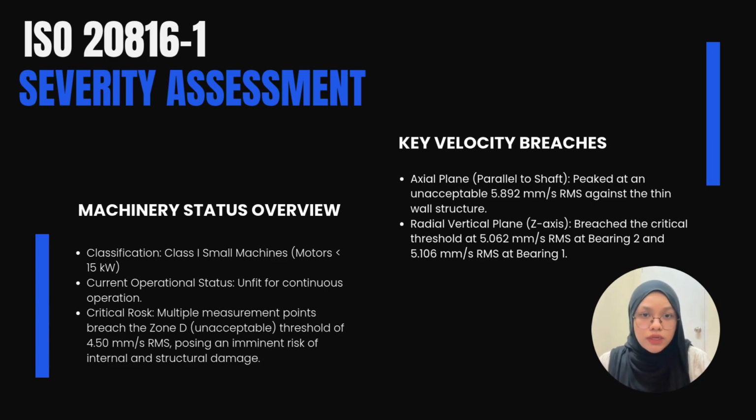Looking at our major velocity breaches, the axial direction hit a severe peak of 5.892 mm per second RMS against a thin wall structure. Meanwhile, the radial vertical shaking hit an unacceptable 5.062 mm per second RMS at bearing 2 and reached 5.106 mm per second at bearing 1.